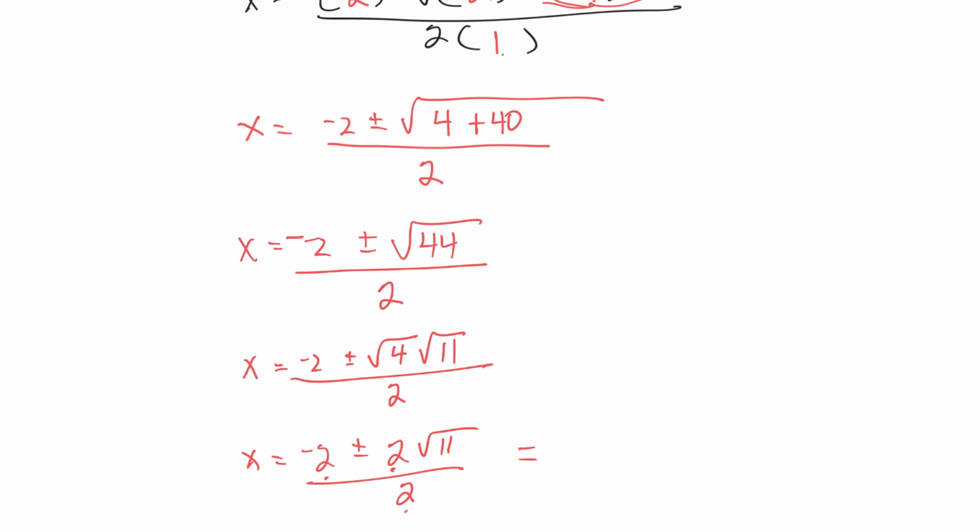An easy way to do it, a couple ways. You could factor out a 2 on the top and then cancel. Or you can just treat this as a common denominator. So it'd be minus 2 over 2 plus or minus 2 root 11 over 2. Here the 2's cancel, so you'd just have a negative 1. Here the 2's cancel, so you just have plus or minus root 11.